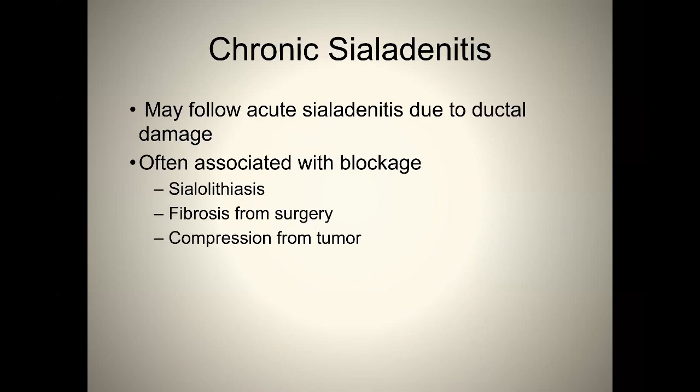In contrast, chronic sialadenitis is a separate process. It certainly can follow acute sialadenitis. If acute sialadenitis leads to long-term damage and long-term inflammation recruitment, it can happen, but this can also be due to ductal damage or obstruction, as we've already kind of talked about so far.